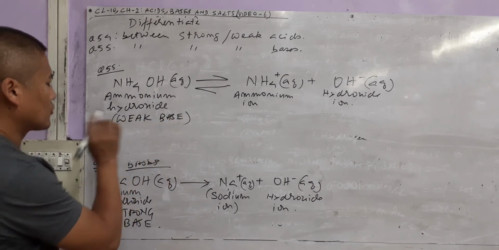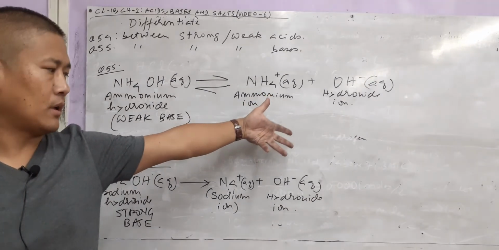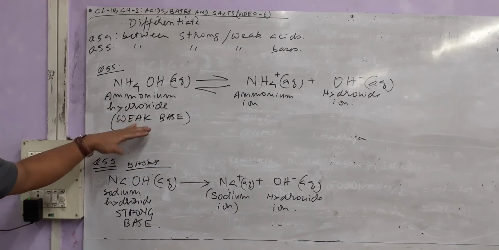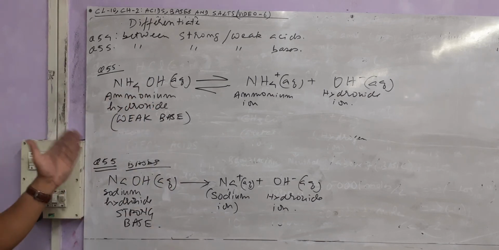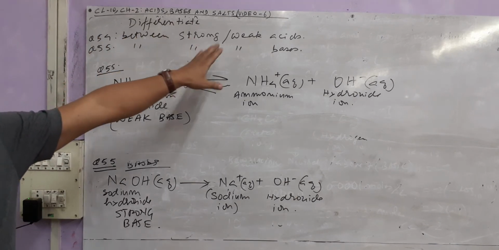Sodium hydroxide is a strong base, remember that. Hydrochloric acid is a strong acid because it completely breaks down. And acetic acid is a weak acid, okay? So this concludes question 54 and 55, the difference between strong and weak acids and bases.